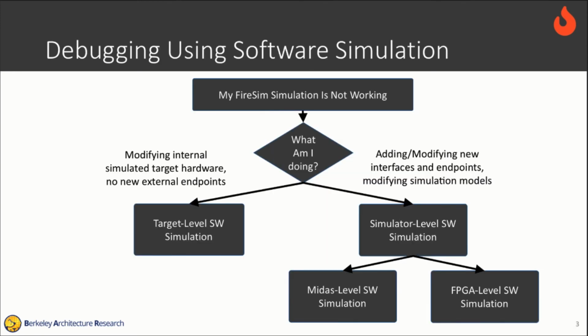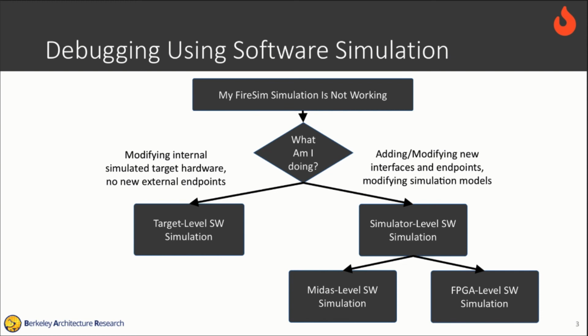So let's start with debugging using software. FireSim has basically 3 levels of software debugging. We call them target level simulation, Midas level simulation, and FPGA level simulation. I will emphasize FPGA level simulation is not actually an FPGA. It's just the most precise level.